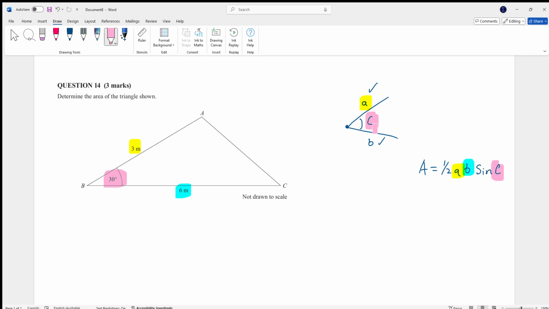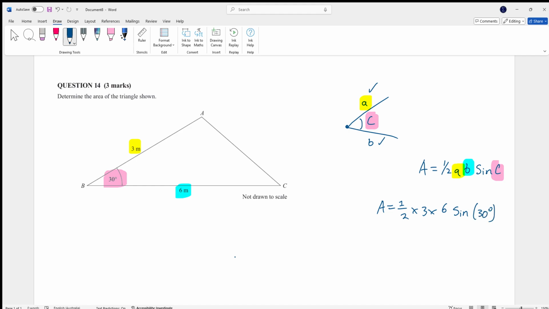However, this is non-calc, so we need to work this out without a calculator. So we will just chuck in the stuff realistically here. So area is a half times 3 times 6 sine of 30 degrees.